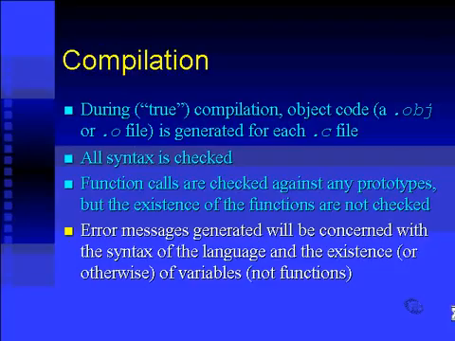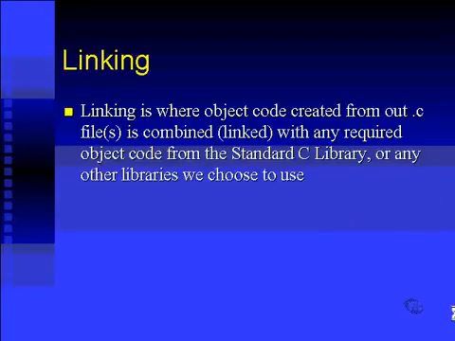The final phase is the linking phase. During the linking phase, all the object code that came out of the compilation phase is combined, or, well, it's called linked, with any required object code from the standard C library or any other libraries that you may have chosen to use. Usually you have to specify to the compiler that you want to use certain libraries. It will obviously go and find the standard C library for you with the great wealth of functions that are in there, so you won't have to specify that library.